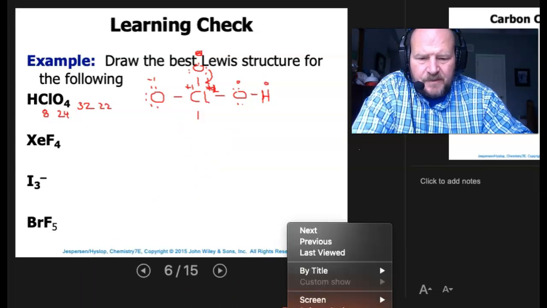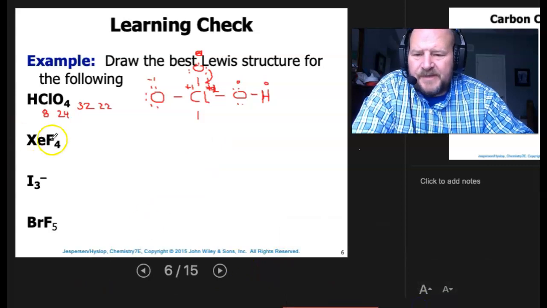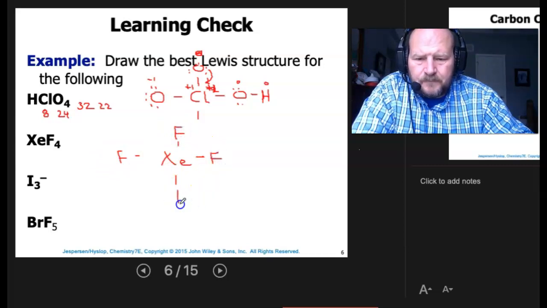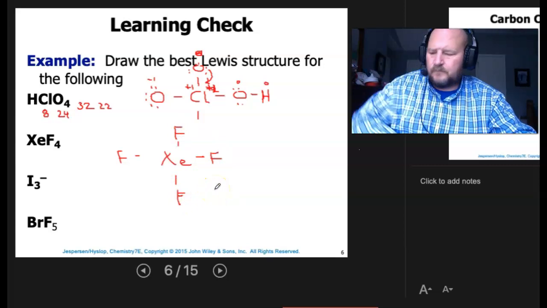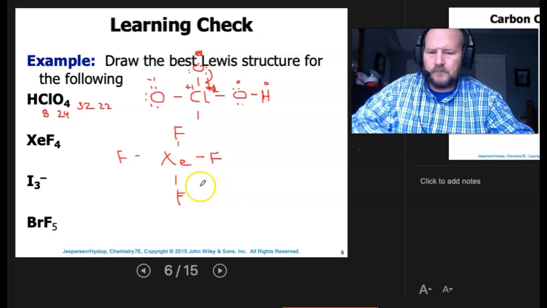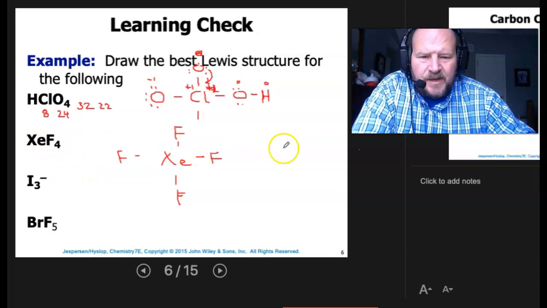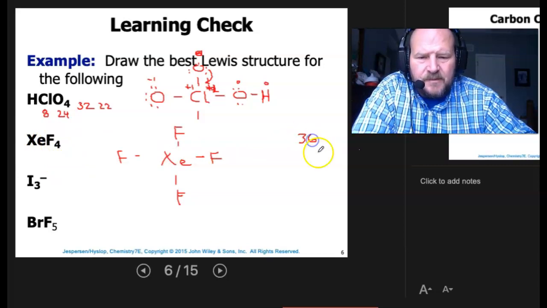Give ourselves some space there. All right, so XeF4. We're going to put Xe in the middle and draw out the fluorines. We have 8 plus 7 times 4 is 28, so we have 36 electrons. We just used up 2, 4, 6, 8 of them, which puts us back at 28.